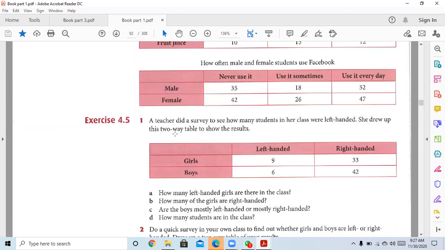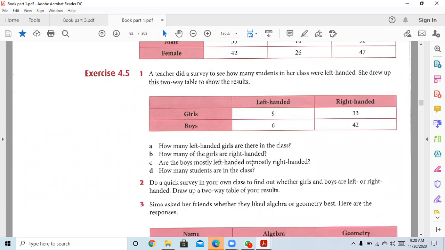The first example is: a teacher did a survey to see how many students in her class were left-handed, and she drew this two-way table to show the result. Here she mentioned left-handed, and here right-handed, for boys and girls as well. How many left-handed girls are there in the class? She said only left-handed girls. So there are nine. So you mention here nine.